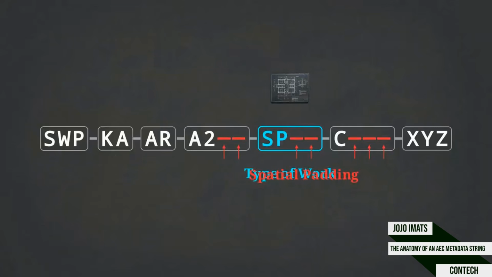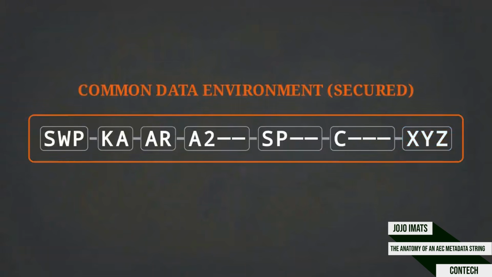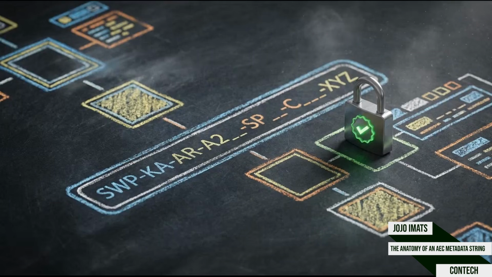Notice how underscores fill the unused view plane characters here, maintaining the strict spatial formatting. The version field, C followed by underscores, clearly marks this as the third revision, critical for document control. The optional user-defined field at the end, XYZ, allows for safe in-house operational codes without breaking the universal standard. This file name operates as a perfectly sealed ledger, embedding location, ownership, and time directly into the CDE architecture.